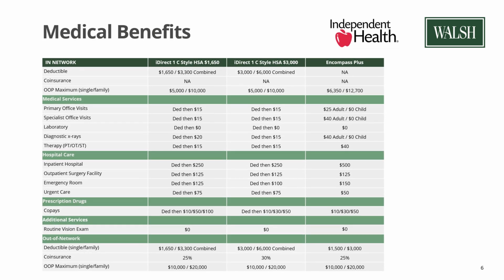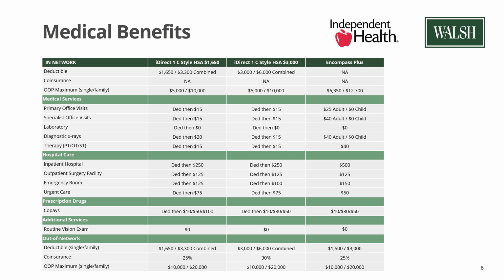Again, in 2025, you have the option of 3 separate plans. Starting on the far right-hand side, we're looking at that Encompass Plus plan. If you look at the first row, you can see that the deductible is NA, meaning that there is no deductible to be met before claims are copay or co-insurance. Medical services, so primary office visits, are going to be $25 for an adult on day 1 and $0 for a child. Specialist visits are $40 for an adult, $0 for a child. Laboratory services are covered in full.